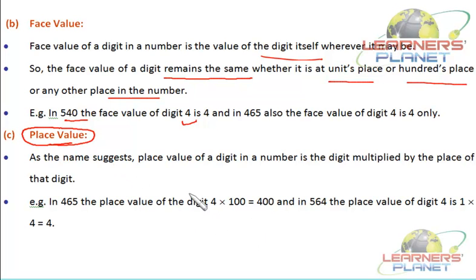So let's take one more example. Suppose I have 5, 8, 9, 2. In this example 2 is at the units place, so its place value is 2 and the face value will be 2 only. Similarly, if we take the example of 9, the face value of 9 will be 9 only, but the place value will be 90 since it is at the tens place. Similarly, in the case of 8, the face value will remain the same, it will be 8 only, but since 8 is lying on the hundreds place, its place value will be 800. Similarly, in the case of 5, the face value of 5 will remain the same, it will be 5 only, but the place value will be 5000 since it is at the thousands place. Okay friends.